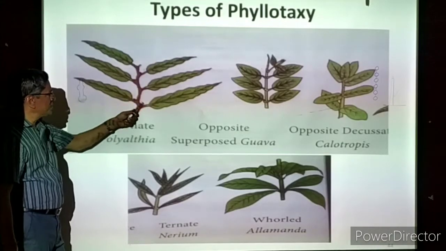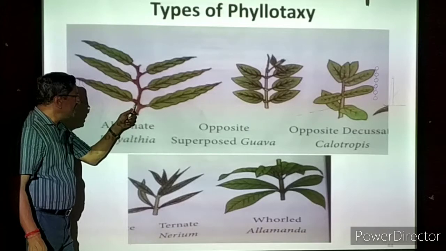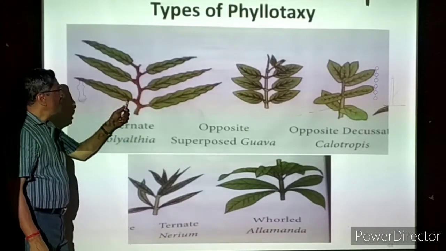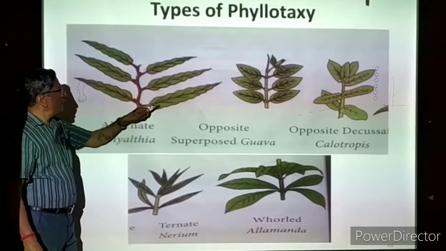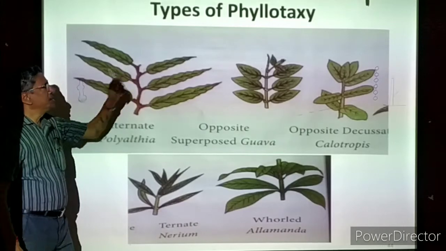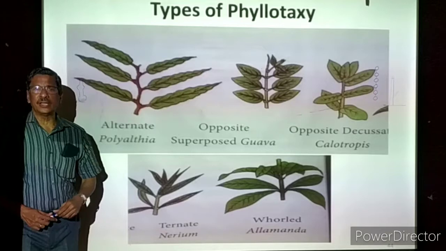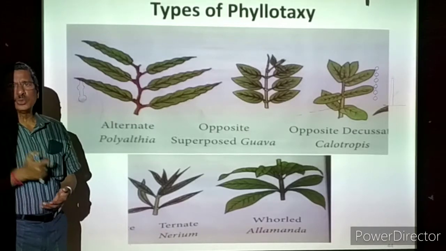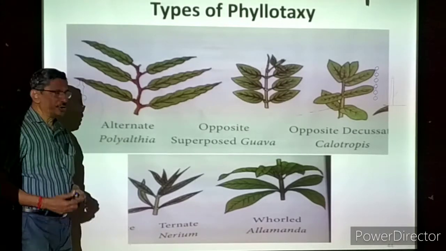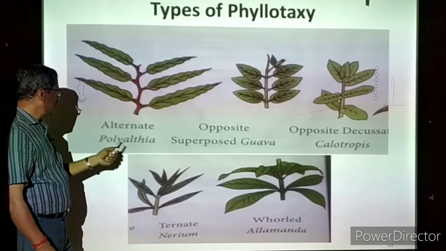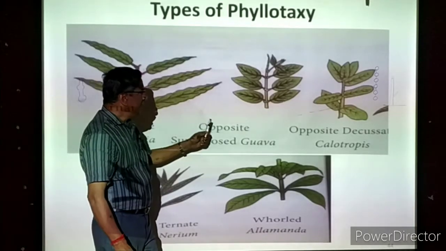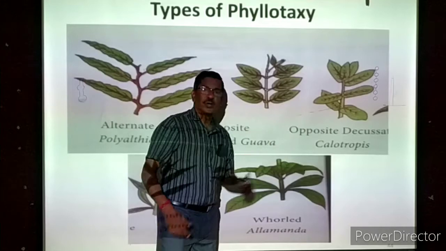For example, see the picture, one leaf is on this side. In the next node, the leaf is on this side. Again, in the next node, the leaf is on this. So like that, alternatively they are arranged. This is called alternate phyllotaxy. Example for this is Polyalthia, Ashoka tree. In our school campus, Ashoka tree is there. If you want, you can go and see that. Alternate phyllotaxy, example, Polyalthia. Next, we are coming to opposite phyllotaxy.